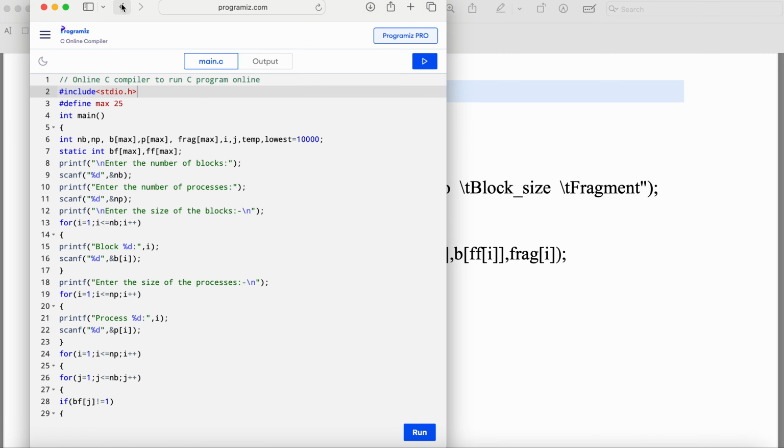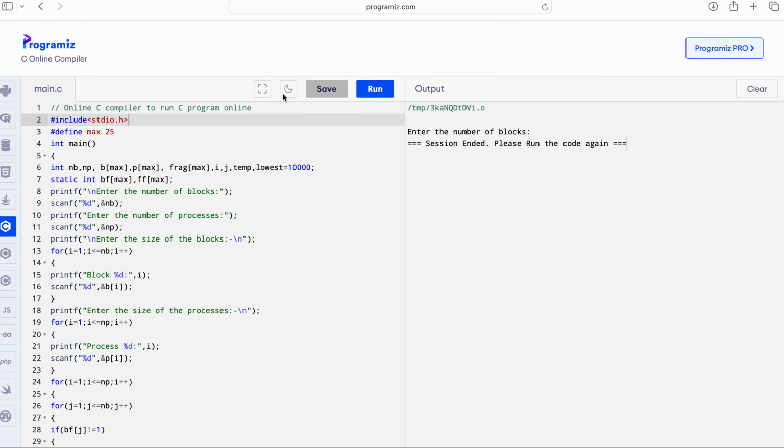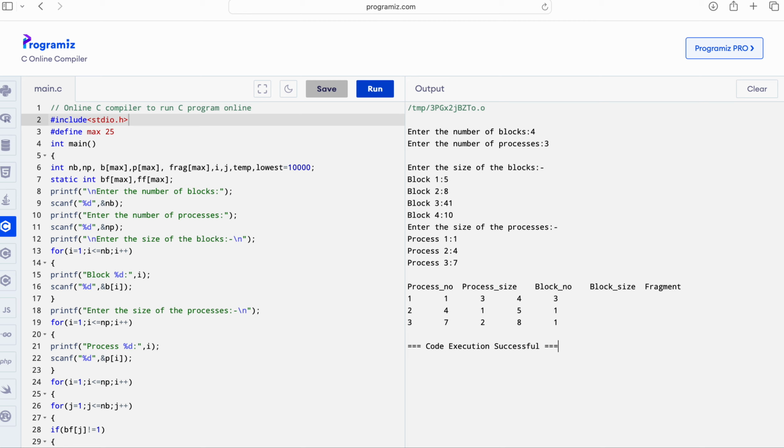Now let us see the program execution. Let us run the program. Enter the number of blocks. Let the number of blocks be 4. Next, enter the number of processes, 3. Next, enter the sizes of the blocks: 5, next 8, next 4. For the next block size, instead of 4, I have given 41. Next, the sizes of the processes: 1, 4, 7. So this is the output.